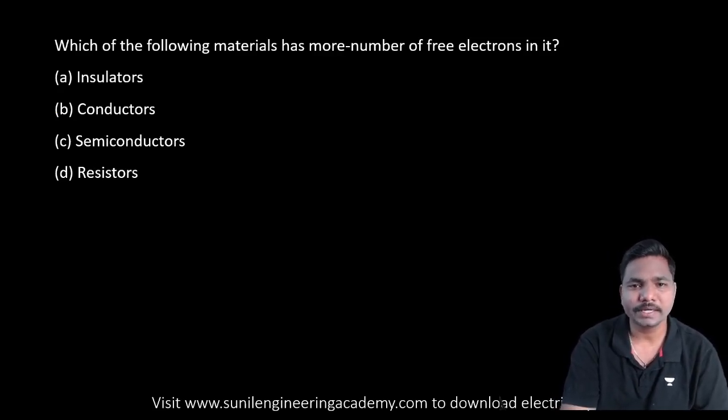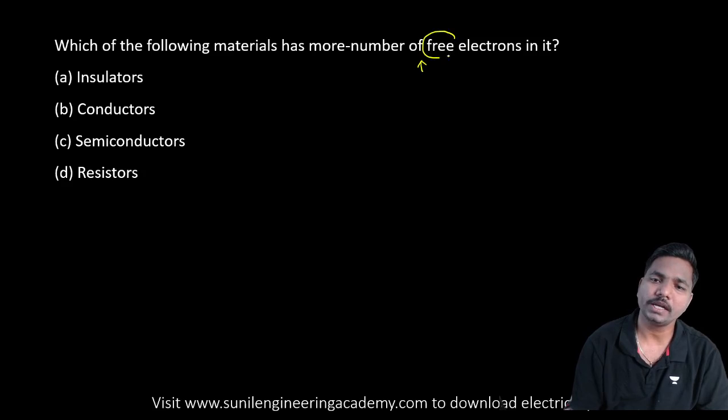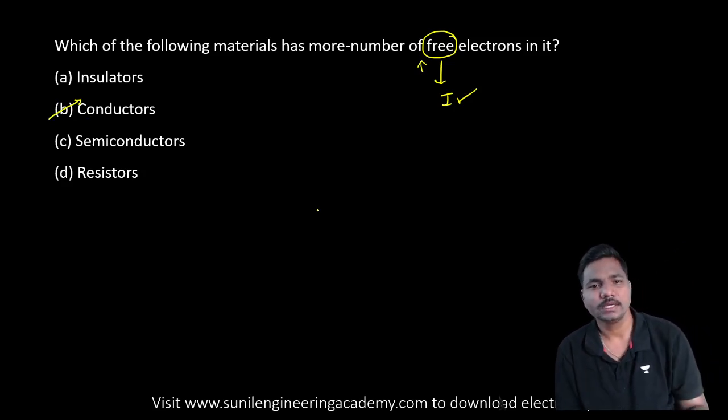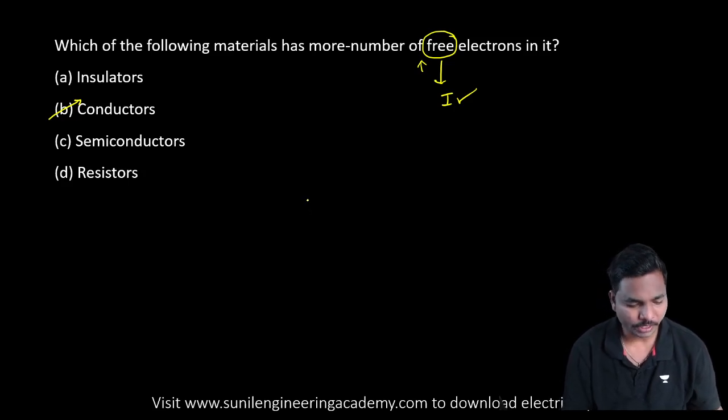Which of the following materials has more number of free electrons? If we have the free electrons, then current can easily flow. So in which is the current easily flowing? That is conductors. So we can give the answer as conductors. In conductor, we have more number of free electrons. Okay, coming to the next question.